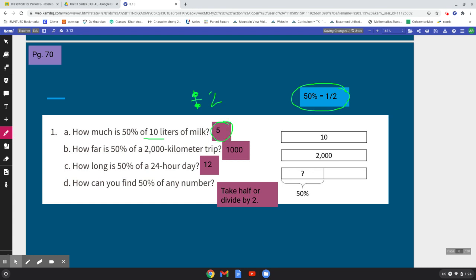How far is 50% of a 2,000 kilometer trip? You would do 2,000 divided by 2, and that's how they got 1,000. How long is 50% of a 24-hour day? Half of 24 is 12, or 24 divided by 2 is 12. And then in general, how do you find 50% of a number? The answer is you take half, and I always just say divide by 2.